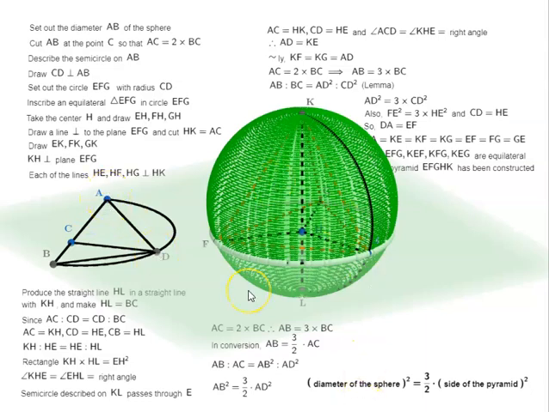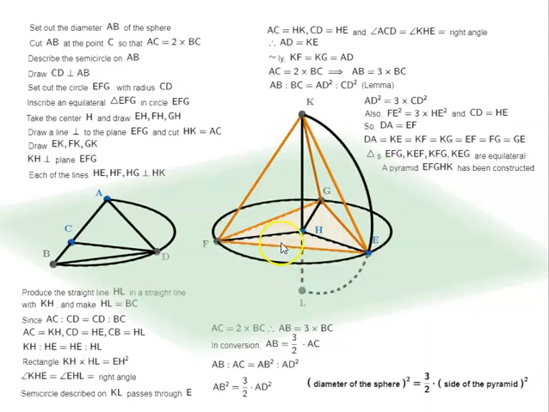So what we have achieved is we have constructed a pyramid inside a sphere. And we have understood the relationship between the diameter of the sphere and the side of the pyramid constructed inside this. Of course, the pyramid that we are talking of is made up of 4 equilateral triangles, what is called a tetrahedron.